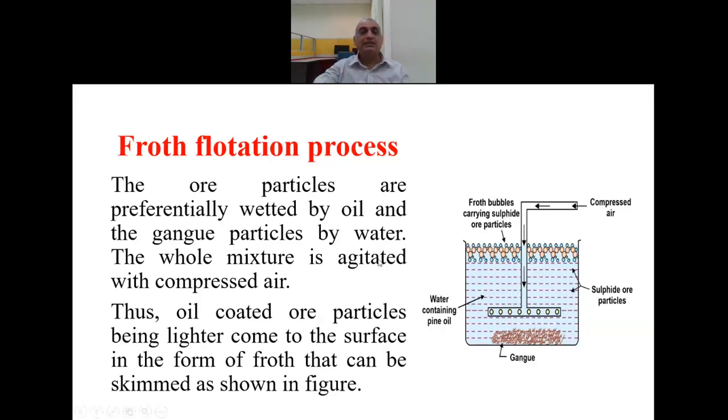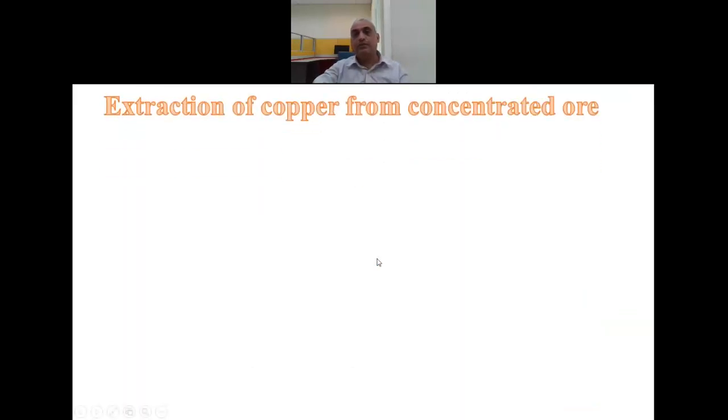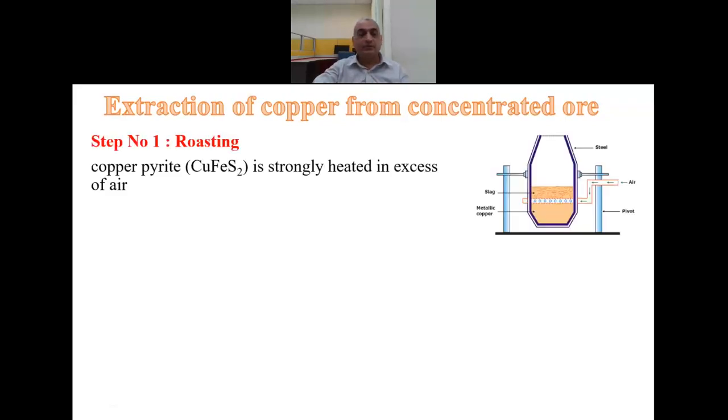The next stage is the extraction of the copper from concentrated ore. In this process, the copper pyrite is strongly heated in the presence of air. Here you can see the sulfur in the copper pyrite combined with the oxygen to form sulfur dioxide, and we obtained copper sulfide. We have two states of copper.